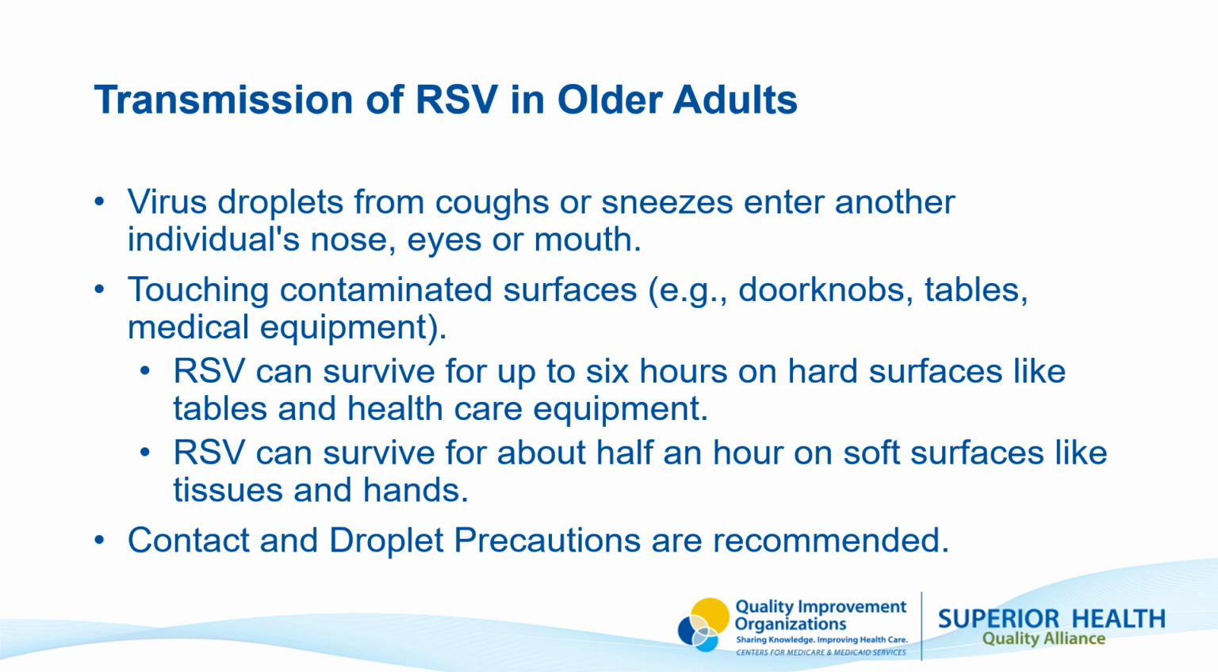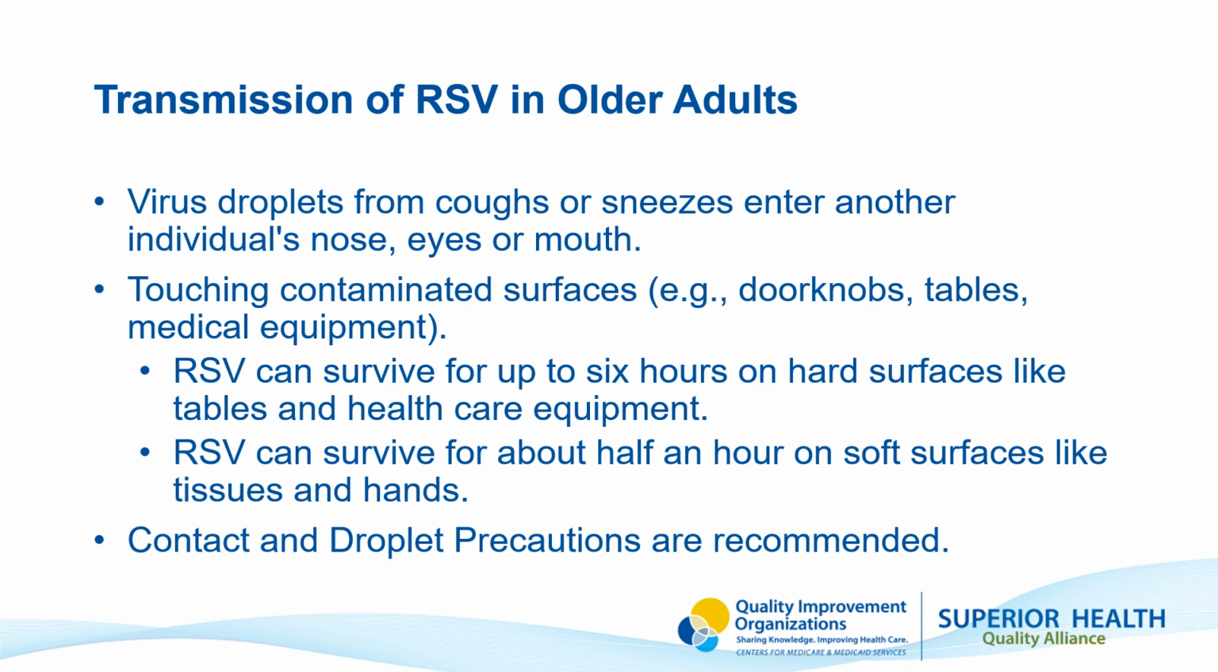RSV is spread by an infected person coughing or sneezing. When that occurs, virus droplets from their cough or sneeze can enter an individual's nose, eyes, or mouth. RSV can also be transmitted when a person touches a contaminated surface like a doorknob, table, or medical equipment. Studies have shown that RSV can survive for up to 6 hours on hard surfaces. The virus can live on soft surfaces like tissues and hands for up to a half hour.